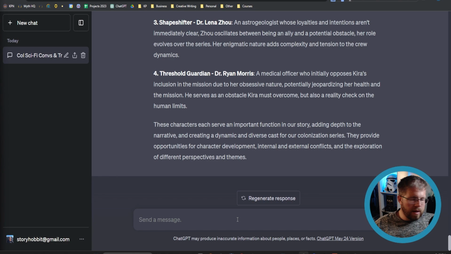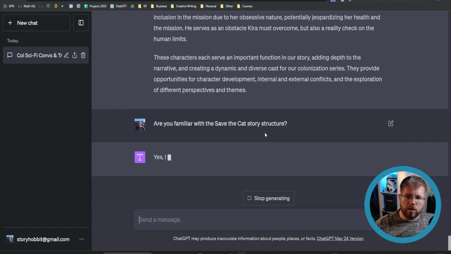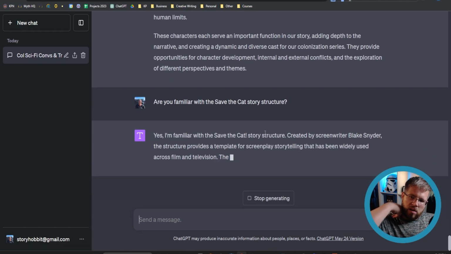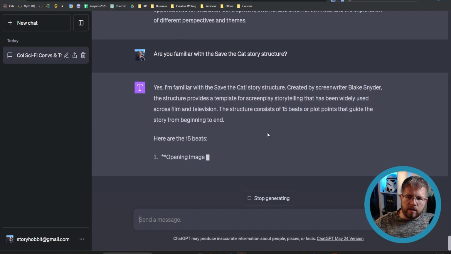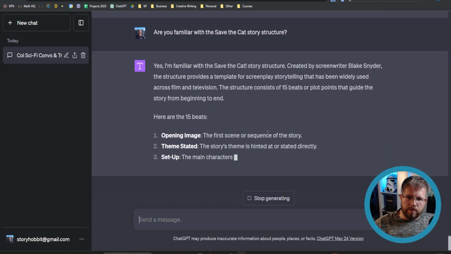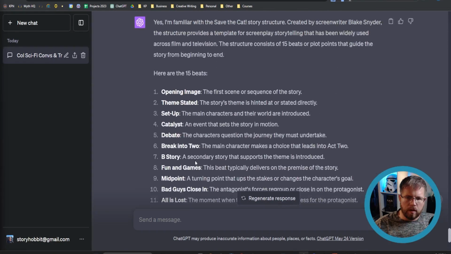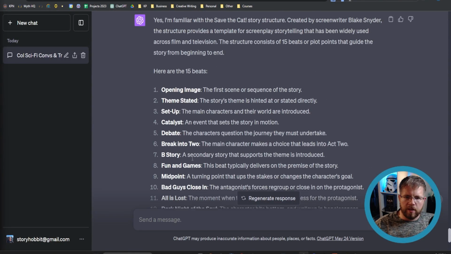All right. Now we're going to ask it about the save the cat structure. Now I happen to know that AI does know what the save the cat structure is, but we're just going to ask it because this is the prompt that J. Thorne has. Are you familiar with the Save the Cat story structure? And it should give us a series of 15 beats. Yep, here they are. All right, so we have these 15 beats.